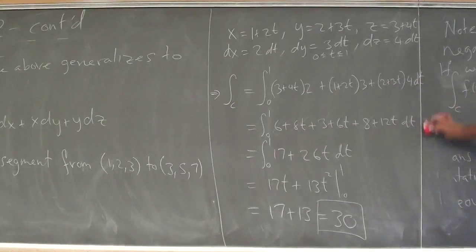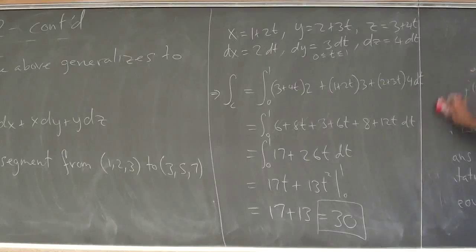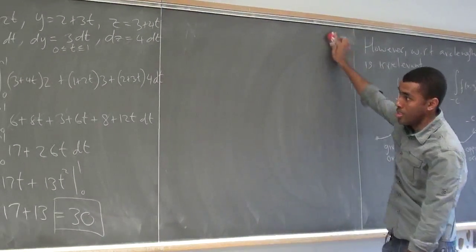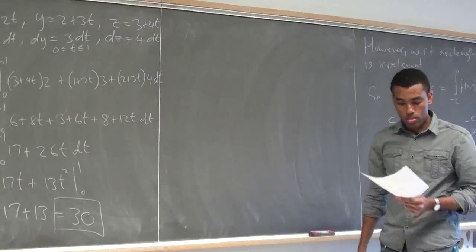In your homework, there are going to be problems you have to do by parts and trig substitution. All that you still have to remember. I'm just doing simple examples to show you how it's done. Okay? Any questions?